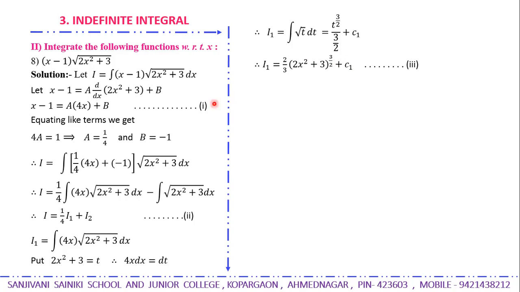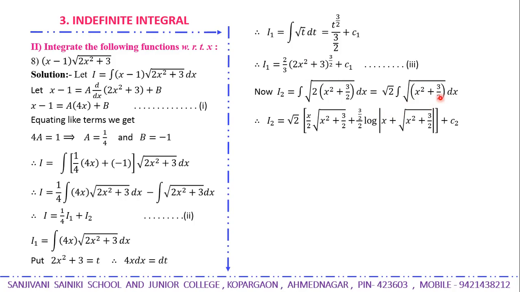Also now the second integral is I2. I2 is equal to the integration of root of 2 times (x square plus 3 by 2) dx, which is equal to root 2 times the integral of square root of x square plus 3 by 2 dx. So here you have to use the formula for under root x square plus a square. Its integral is given by x by 2 root x square plus a square, plus a square by 2 log of x plus root x square plus a square. Using this formula, I get the integral 1 upon root 2 times x root x square plus 3 by 2, plus 3 by 2 log of modulus of x plus root x square plus 3 by 2, plus c2.